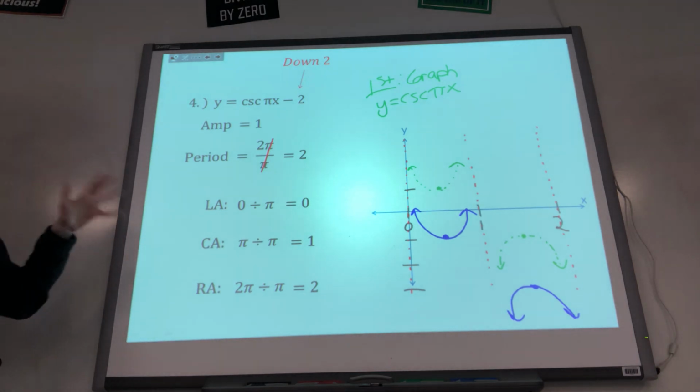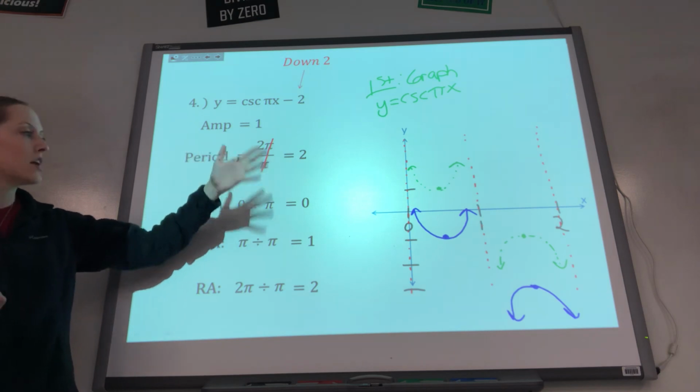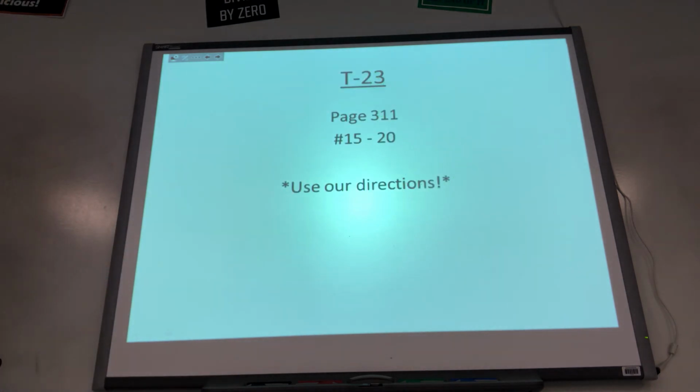You may have one in your homework that moves up also, so you can do the same thing, just shift everything up. We are still in the textbook here from page 311. We're going to do numbers 15 to 20. But like I said yesterday, use our directions. I don't think the book goes into as much detail as we do, so just follow what we did in our notes.